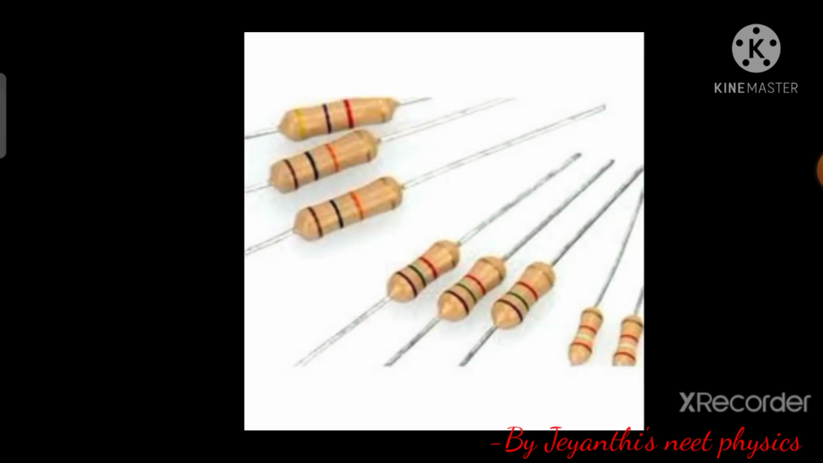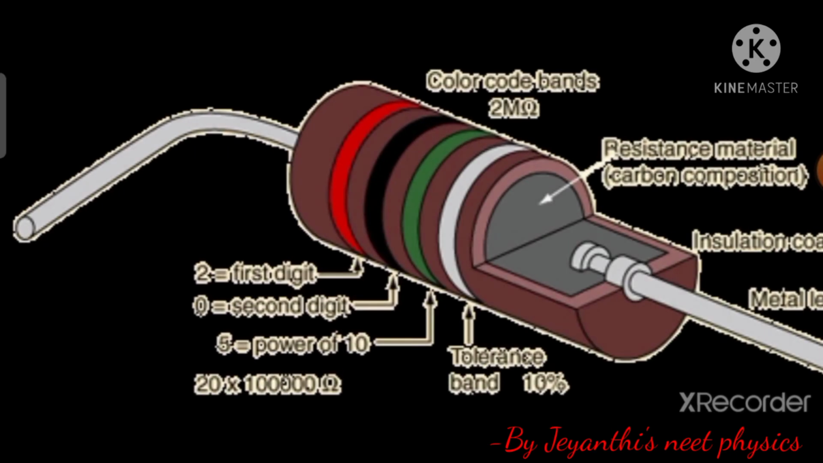So this diagram indicates different carbon resistors. These carbon resistors contain different colored rings. Okay, so these are all the carbon resistors. The next thing we are going to discuss is how a carbon resistor is made. That is given in the diagram.